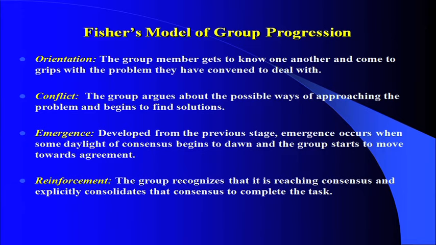Now another scholar in this area is called Fisher, and he has given a model of group progression, how the group progresses. These are orientation, conflict, emergence and reinforcement. This is just progression, meaning one by one how the group is going step by step ahead. The first one is orientation.